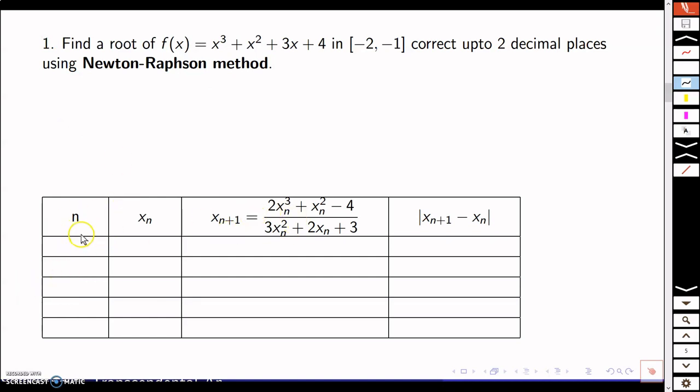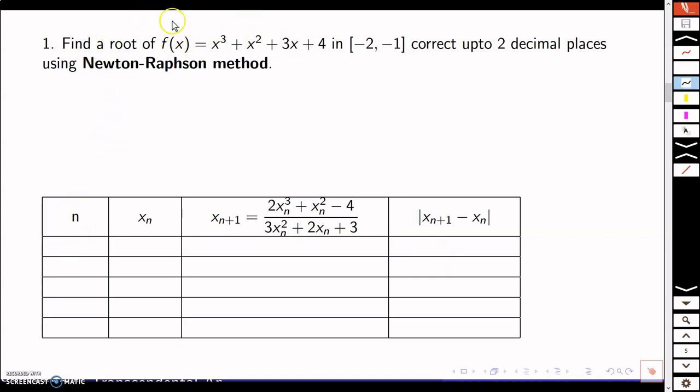So this is the first column that will give us the number of iteration. This is the nth approximate root at each stage, the second column. The third column will compute the next approximate root. I will tell you all how I got this expression. I have written the simplified expression here. And then the last column will give us the difference between the approximate roots at each stage.